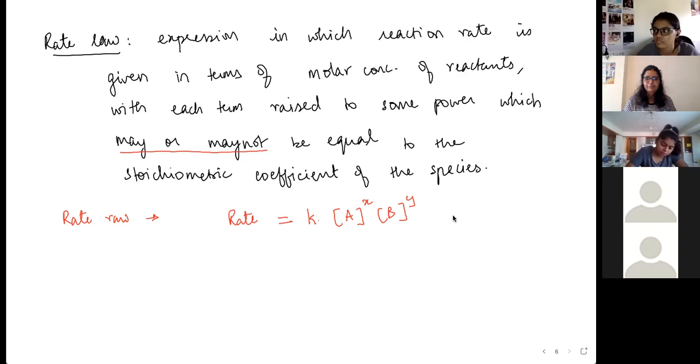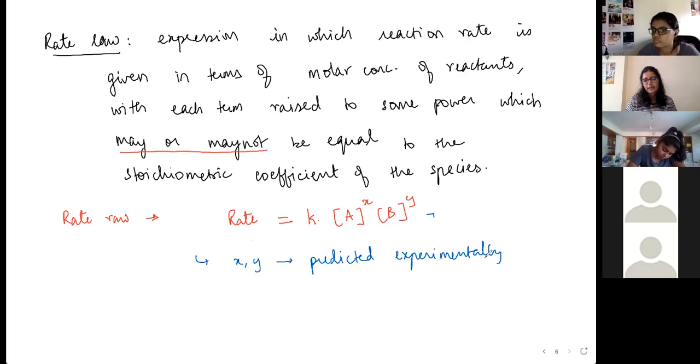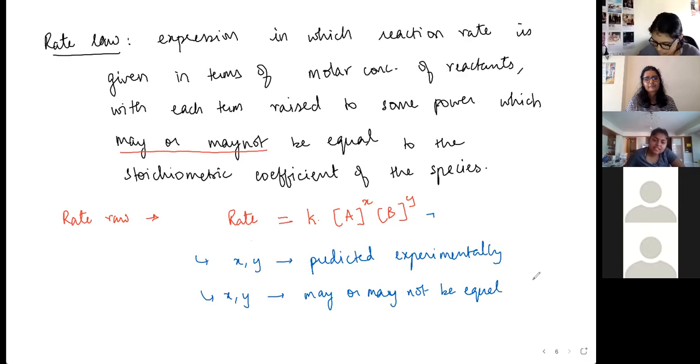So in this, two points to note. One, x and y are determined experimentally. And another thing is x and y may or may not be equal to a and b. In a lot of cases you'll find that they're equal. You'll also find cases where they're not equal also. Miss, with the first point, x and y, it is predicted, right? Predicted. P-R-E. Predicted.